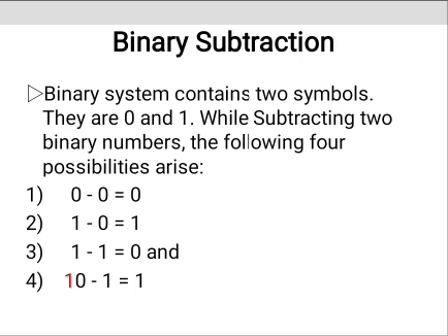Next is the binary subtraction. You know, the binary system contains two symbols. They are 0 and 1. While subtracting two binary numbers, the following four possibilities arise. So, 0 minus 0 equals 0, 1 minus 0 equals 1, 1 minus 1 equals 0, and 0 minus 1 equals 1. That means 2 minus 1 equals 1.